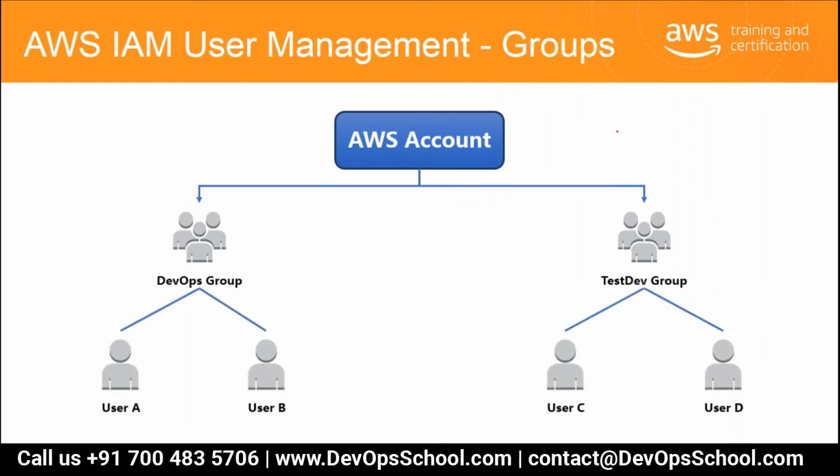So for user management, you have something called groups. As the number of users managing the environment increases, you can always create multiple groups for segregating users. Like there is this DevOps group, there is this test dev group. User A and B are part of group 1 and user C and D are part of group 2.